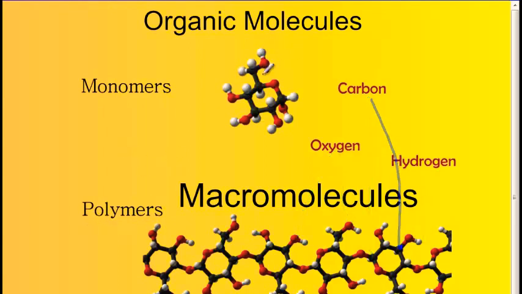It's made up of many small units. If you see this ring here, you'll see repeating rings here, and they're all connected together to create a macromolecule. This happens to be a macromolecule called a carbohydrate.